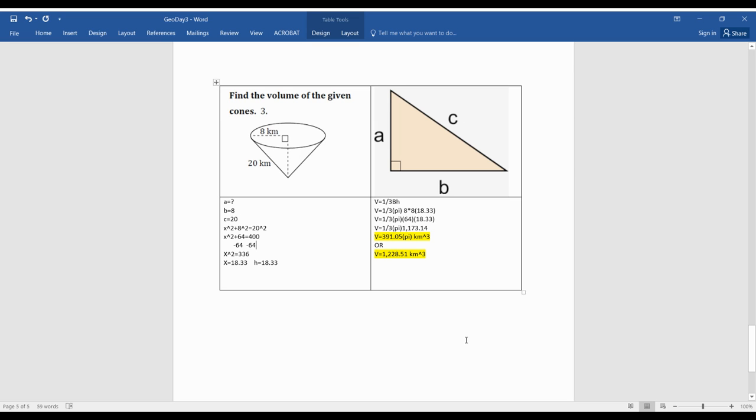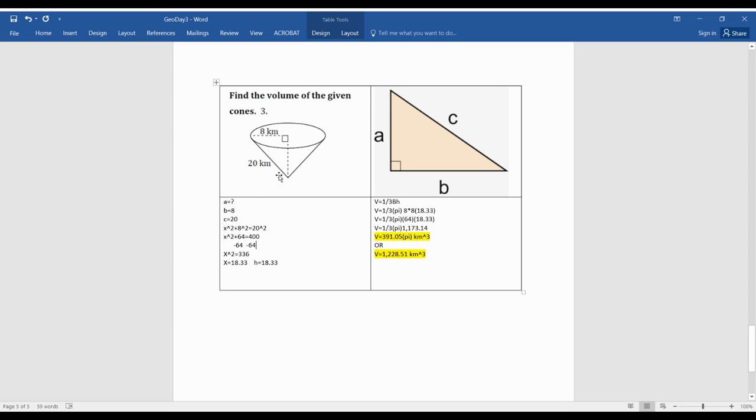All right, one more video. This is for number three. Number three is mathematically, in terms of the steps you're doing, nearly identical to number two. The difference being that your base now is a circle, so you're using pi r squared rather than just length times width. So the same thing's occurring.